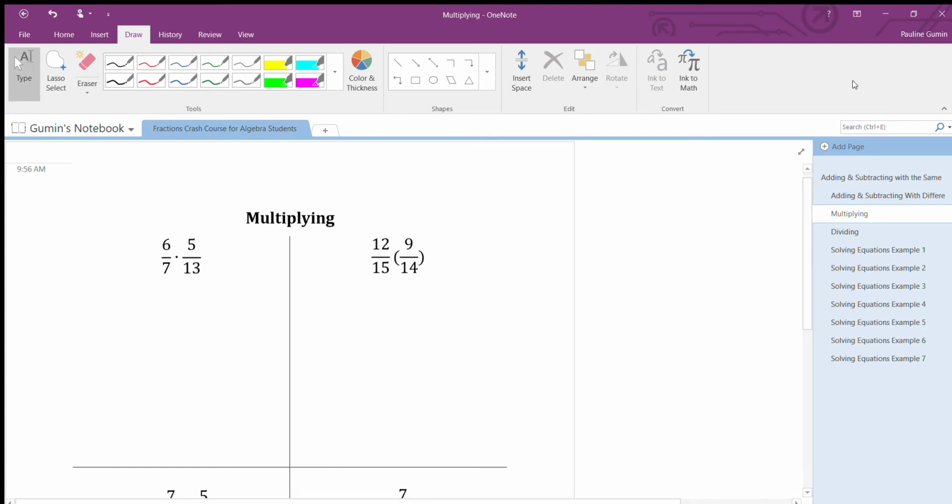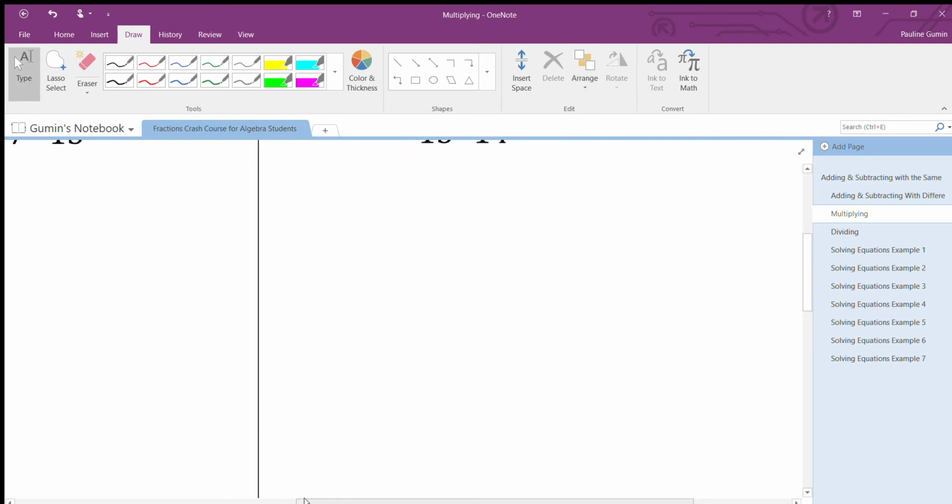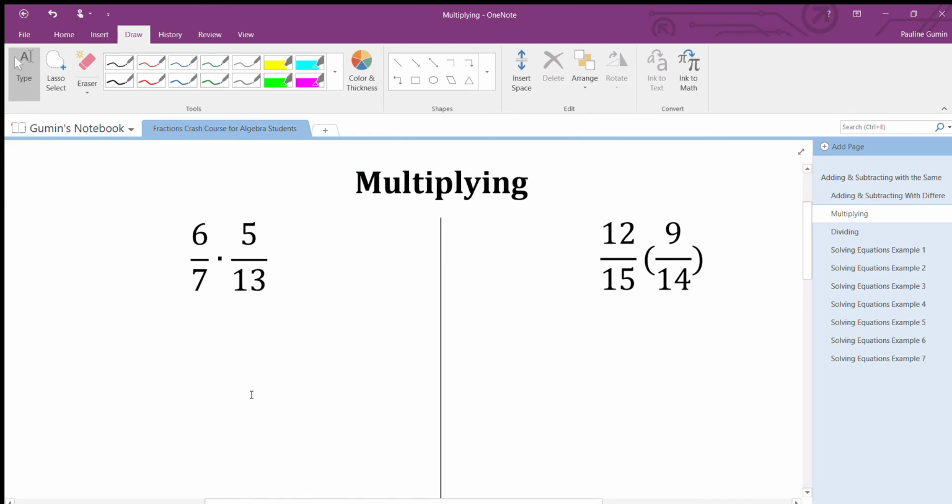I'm going to zoom in. Okay. Now when we multiply and divide, there's two options of doing this. We could multiply or divide straight across and then reduce. I think it's better to reduce first. And yeah, let's see how this goes.